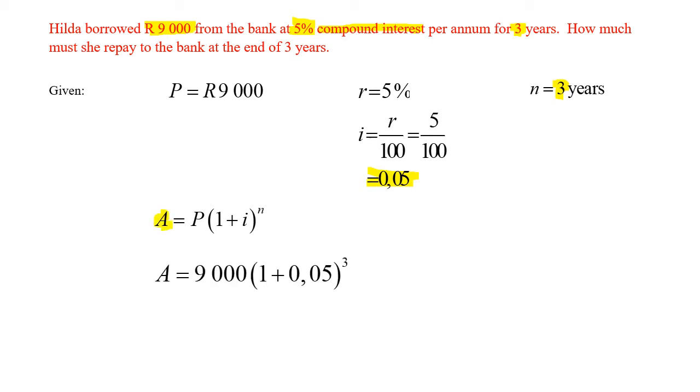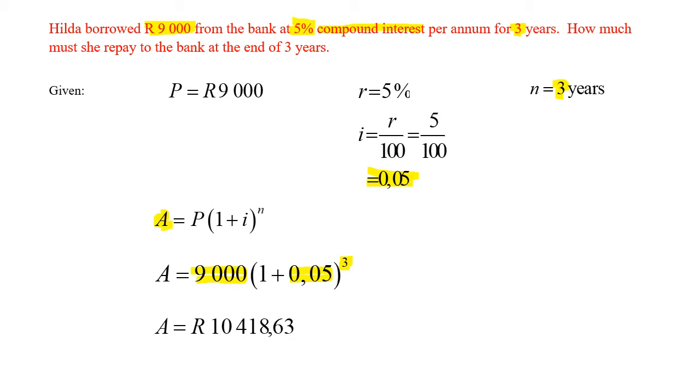I know the value for P is 9,000 Rand, 1 plus the value for i, which is 0,05, and it's raised to the exponent n. Please, it's not multiplied by n because this is the compound interest formula. And hence, A gives me a value of 10,418 Rand and 63 cents. And this is the amount that she would have to repay at the end of 3 years.